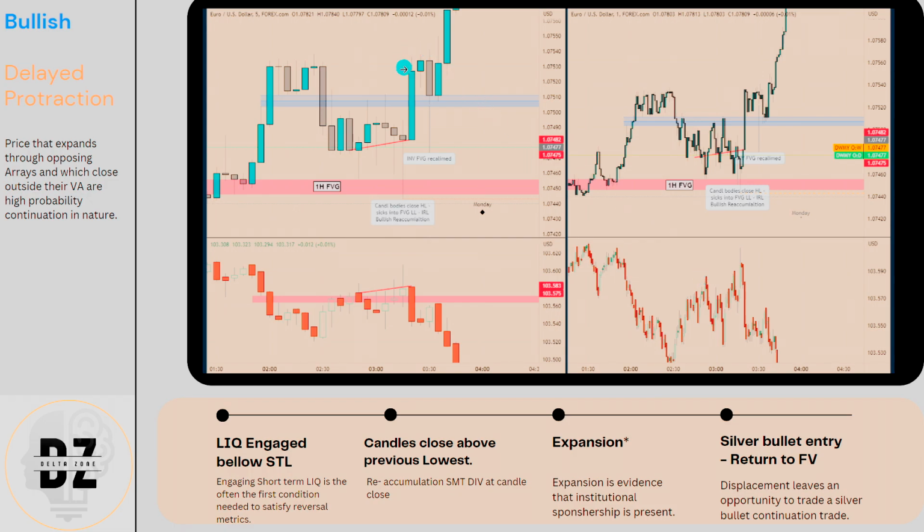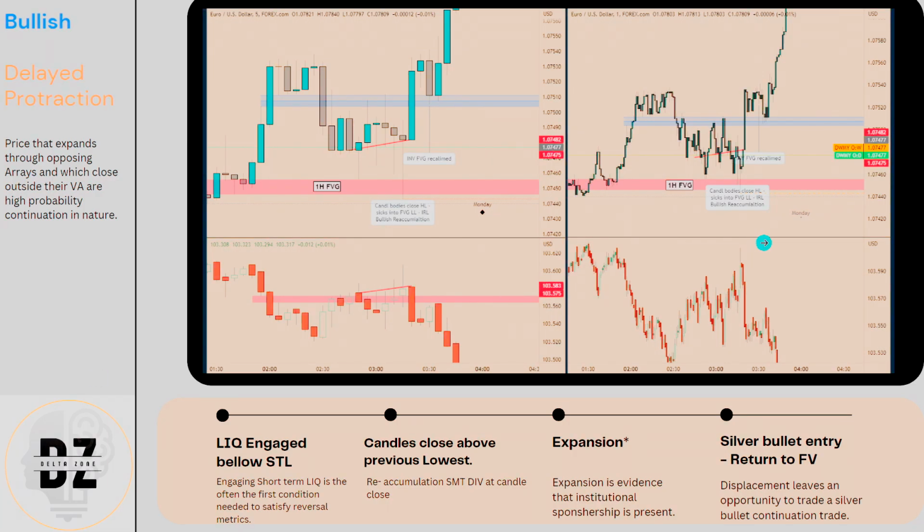So again here on the 5-minute chart, we're able to see displacement through an opposing PD array, swing high, fair value gap. This gives us an opportunity to enter into a trade at this location as that fair value gap is inverted and reclaimed as support. You'll see how the candles close, in this case outside the value area, just at the top of it. So these types of signatures are indicative of institutional sponsorship, and we can infer with a high degree of certainty that the euro would currently be bullish.